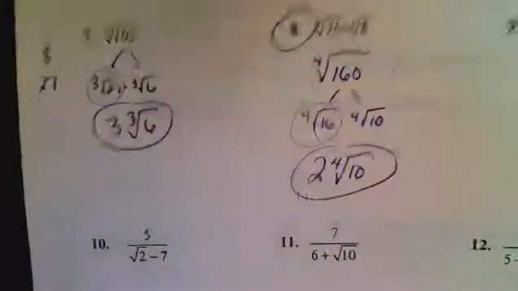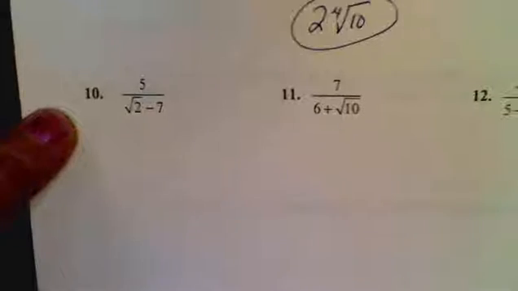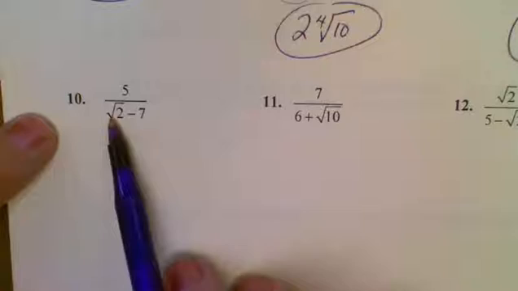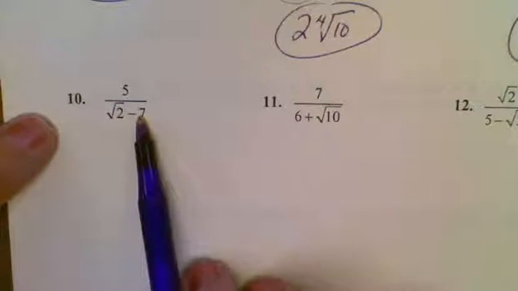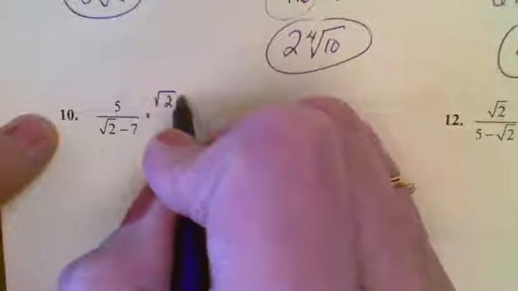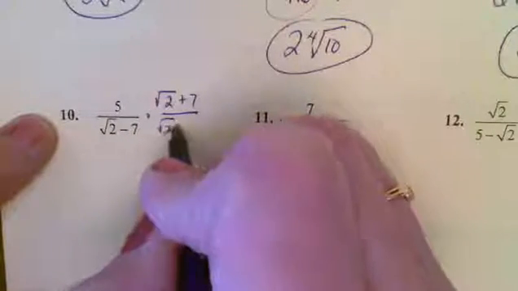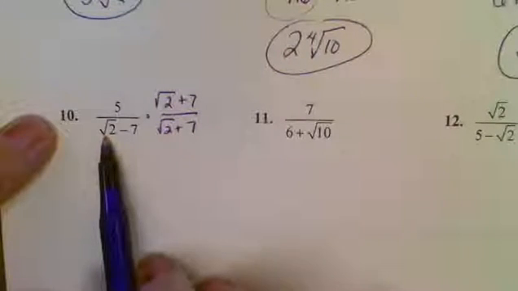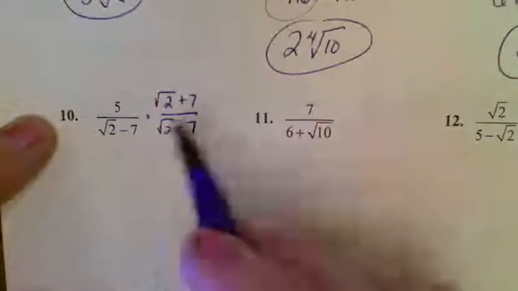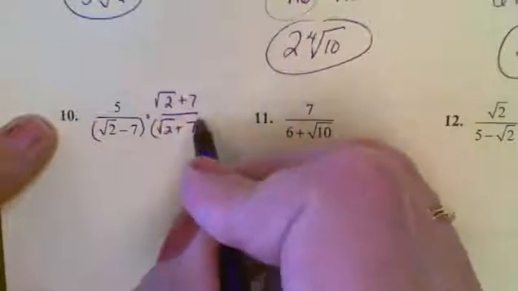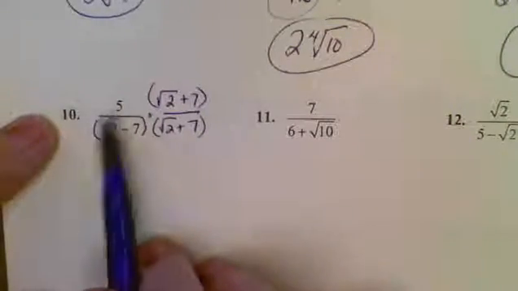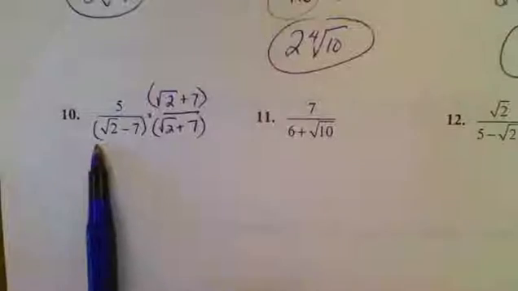All right, numbers 10 through 12 are all pretty similar. They're fractions, and they have 2 terms in the denominator. So to rationalize those denominators, to simplify, you have to multiply by the conjugate. So if I have radical 2 minus 7, I need to multiply by radical 2 plus 7. And remember, you're FOILing those out. You're distributing things because you're multiplying that whole term times whatever's in the numerator and denominator that I started with.